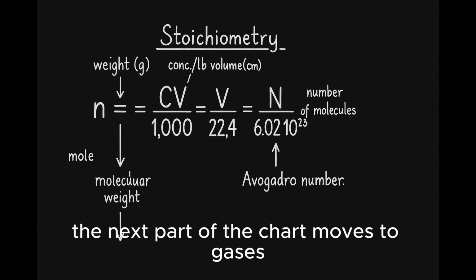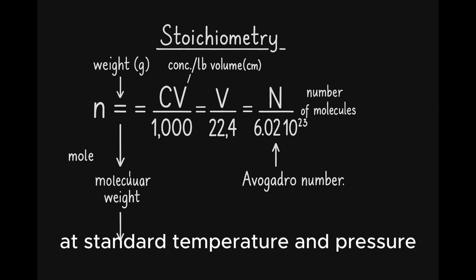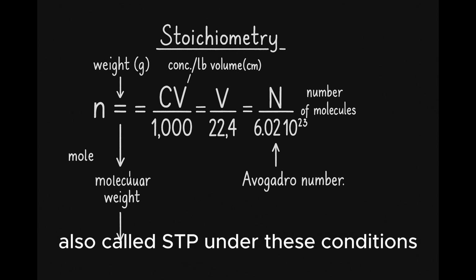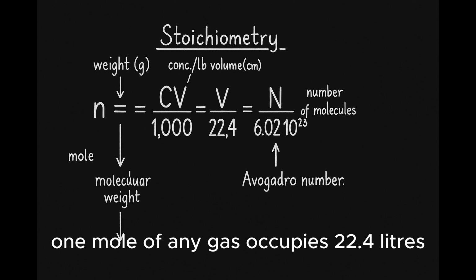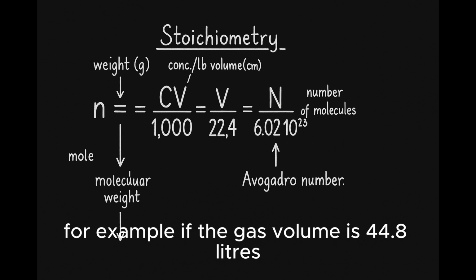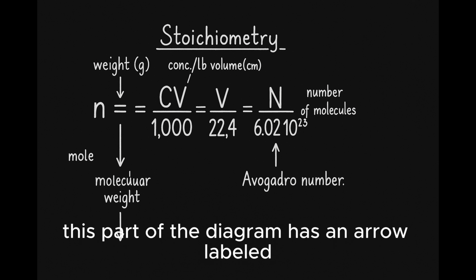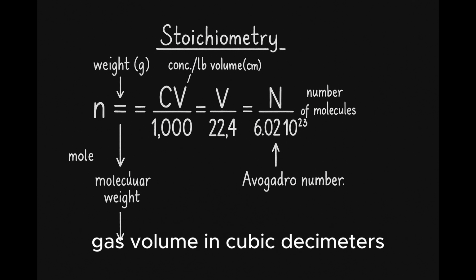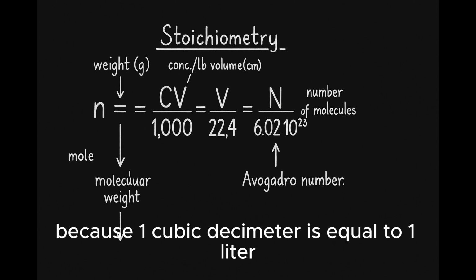The next part of the chart moves to gases. It shows N equals Vi divided by 22.4. This is the formula for gases at standard temperature and pressure, also called STP. Under these conditions, 1 mole of any gas occupies 22.4 liters. That is why the denominator is 22.4. For example, if the gas volume is 44.8 liters, dividing by 22.4 gives 2 moles. This part of the diagram has an arrow labeled gas volume in cubic decimeters, which is just another way of saying liters, because 1 cubic decimeter is equal to 1 liter.